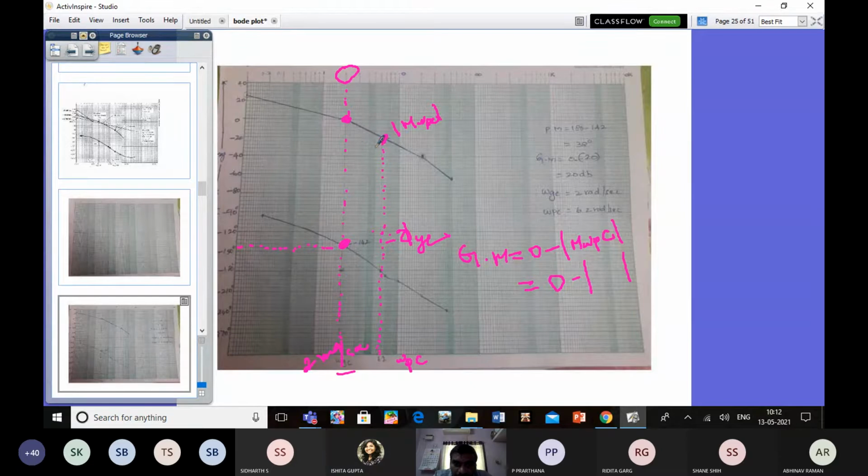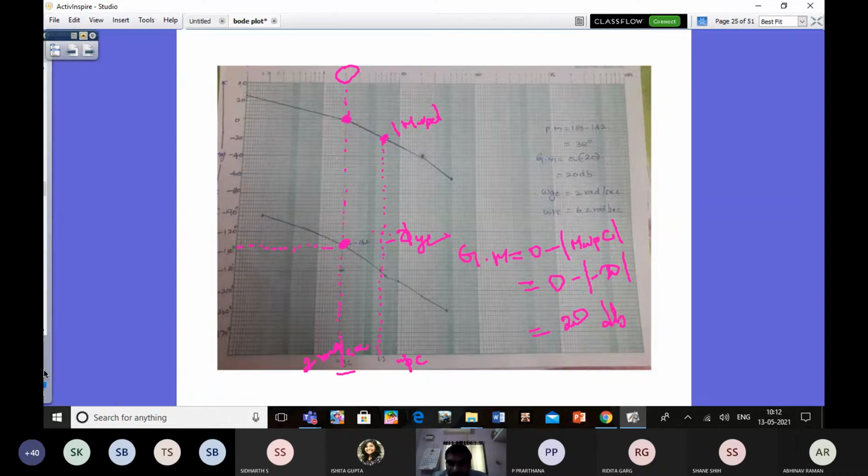6.2. Magnitude is here minus 20 dB. So 0 minus of minus 20, we get plus 20 dB. Gain margin will be 20 dB.